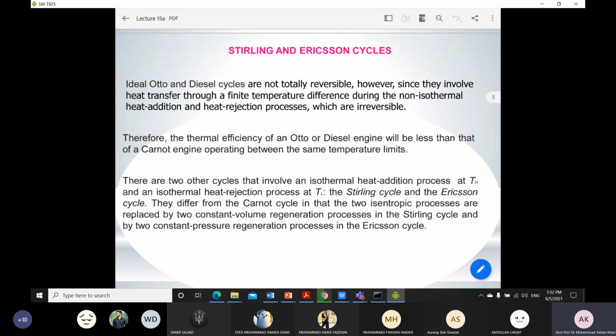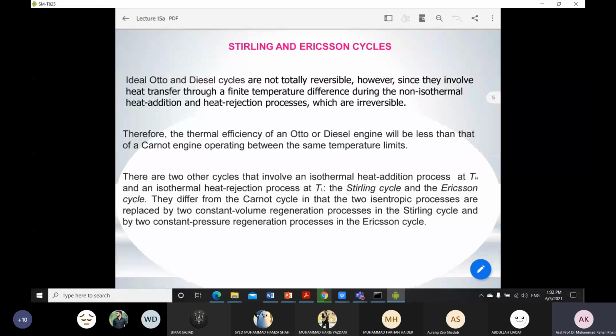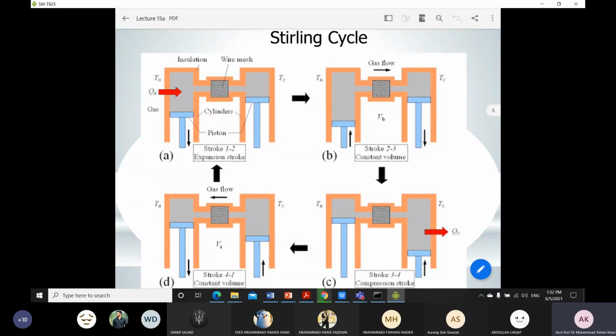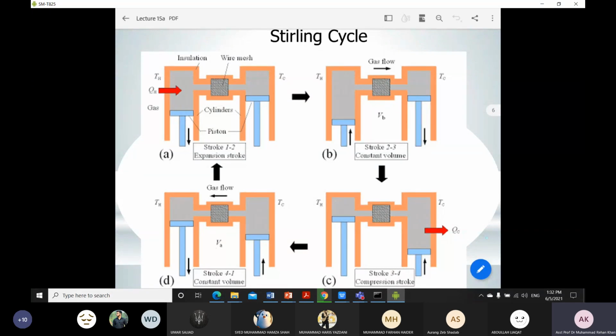So, starting again from the Stirling and Ericsson cycles. Now we will look at the processes that are involved in the Stirling and Ericsson types of engines. Here is the schematic shown.